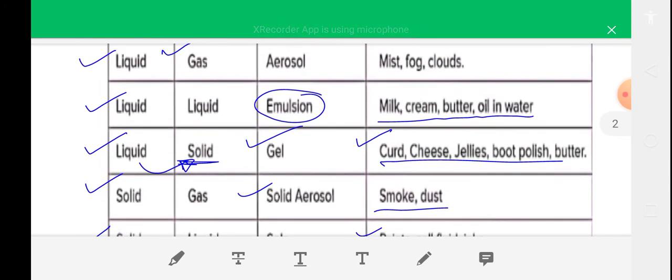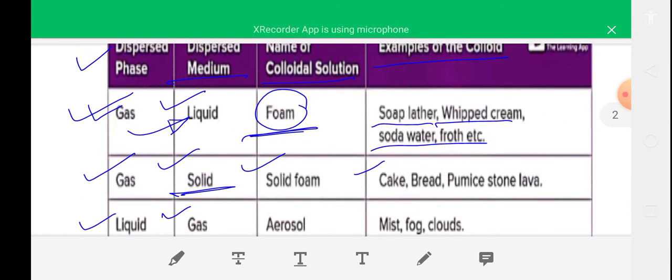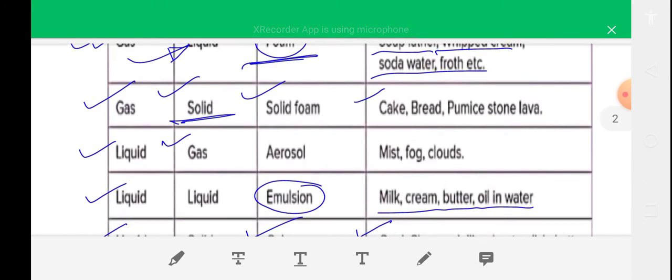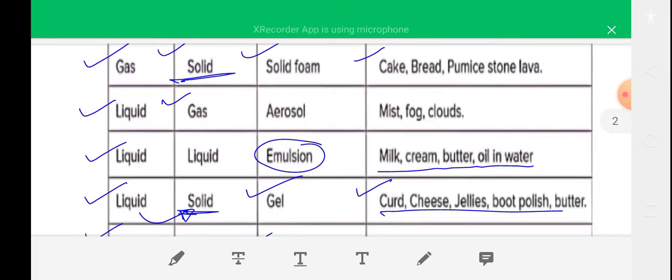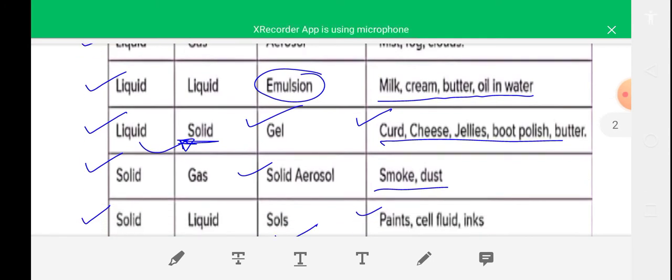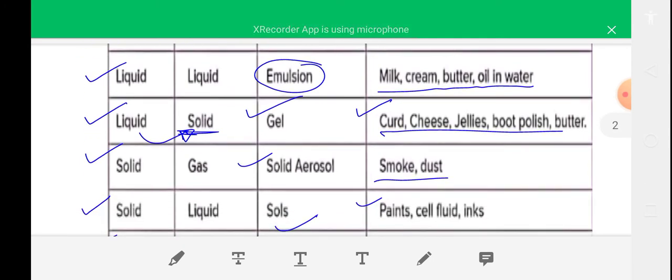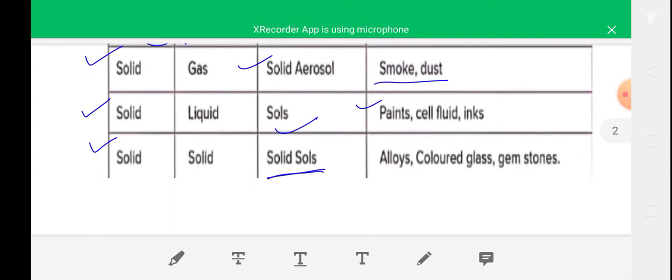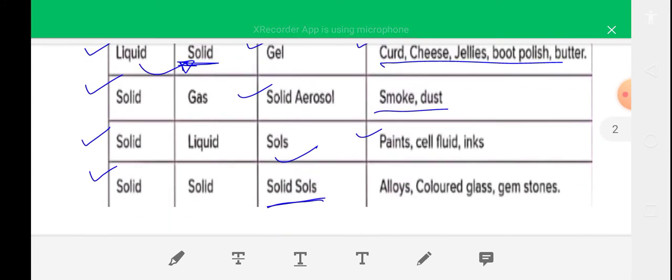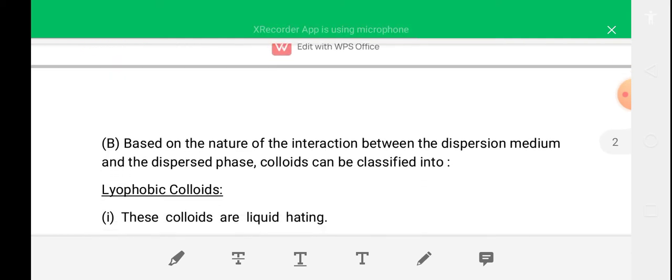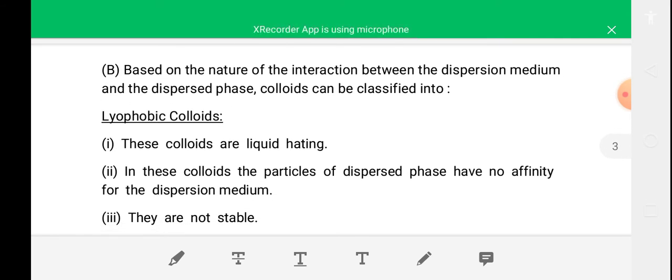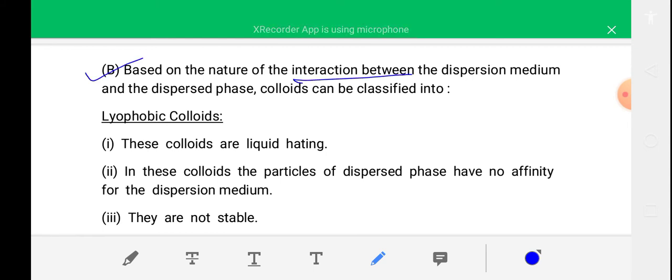So based on the physical state of the dispersed phase and dispersion medium, colloids are of 8 types: gas in liquid, that is foam; gas in solid, that is solid foam; liquid in gas, that is aerosol; liquid in liquid, that is emulsion; liquid in solid, that is gel; solid in gas, that is solid aerosol; solid in liquid, that is sol; and solid in solid, that is solid sol. Examples are also given.